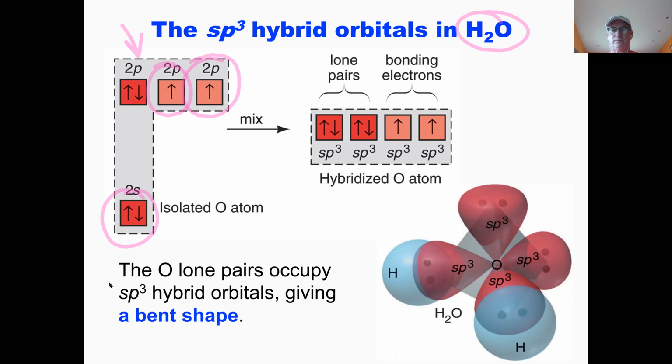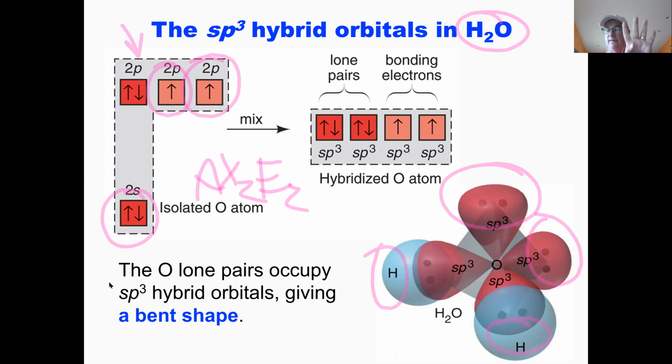4 regions. 2 of them are bonds to hydrogen. That's 2. So AX2. But there's also E2. There are these 2 lone pairs. 1, 2. So that's 4. I can count to 4. So there's 4 regions of electron density. So we need 4 orbitals to put them in to get the right shape, because they have to be in the right orientation, 109 or so degrees apart. That gives them the maximum distance from each other.